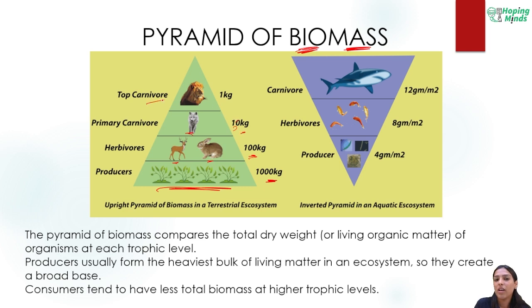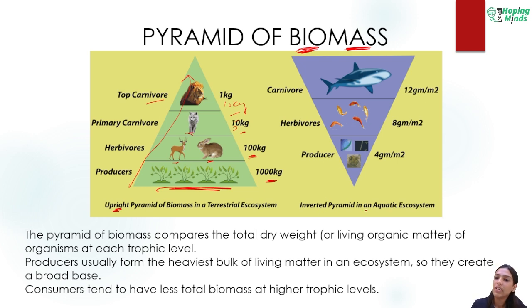And then the top carnivore, the king of the jungle, only one in number, let's say it's a little less weight, 1 kg, but let's say the biomass is 10 kgs. The biomass. Now because the number is decreasing upwards, like we saw in the previous chart, the weight will also consequently decrease, which would result in an upright pyramid in a terrestrial ecosystem.